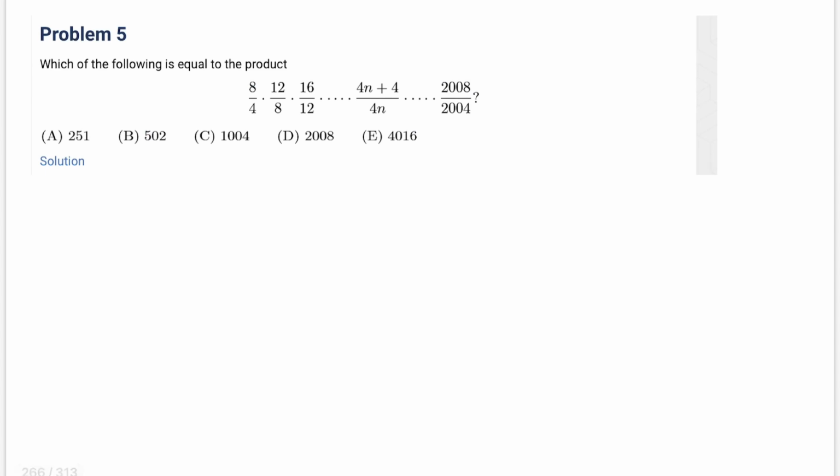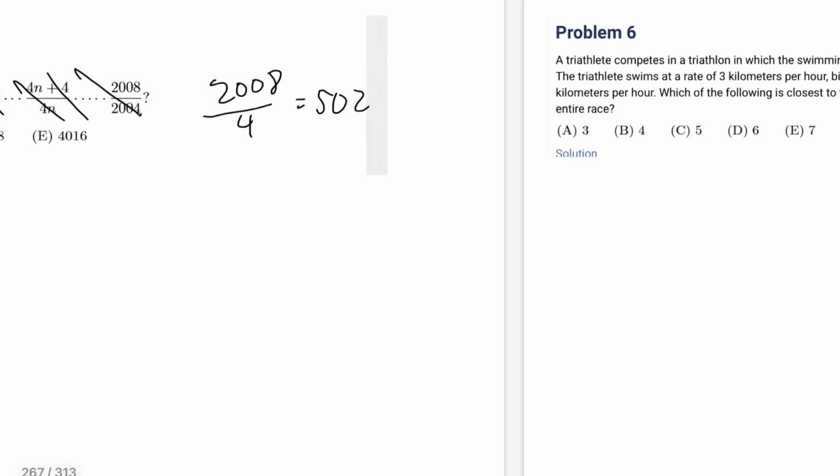Number 5, which of the following is equal to the product this? And right away we can see that these two cancel all the way to here. So it's 2008/4, which is 502. The answer is B.